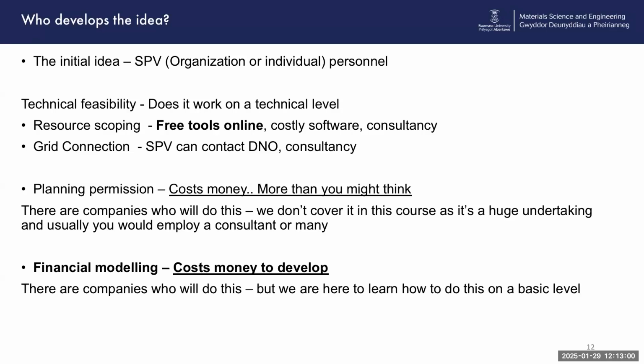To do resource scoping, you can get consultants to do this for you, and they'll charge you money to do that. And obviously you have to get that money from somewhere. They'll do it with costly software. There's also things you can do for free. There's free tools that you can use online to find out sort of yield from solar and wind and stuff like that. And I've put that in bold there because we will be doing that on this course. We will be using free tools online to actually figure out what our yield is from wind and solar in specific locations, which is really, really handy.